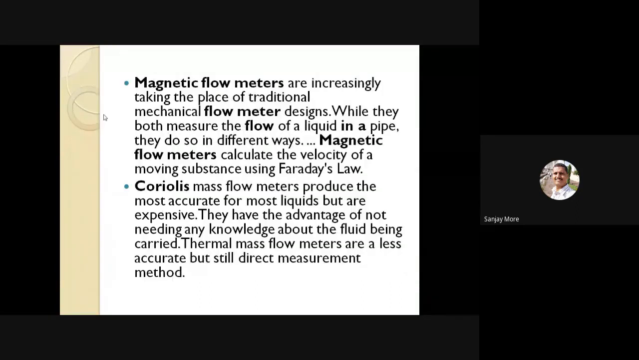Here, magnetic flow meters are increasingly taking the place of traditional mechanical flow meter designs. Both flow meters measure the flow of liquid in a pipe, but they work in different ways. Magnetic flow meters calculate the velocity of the moving liquid using Faraday's law.